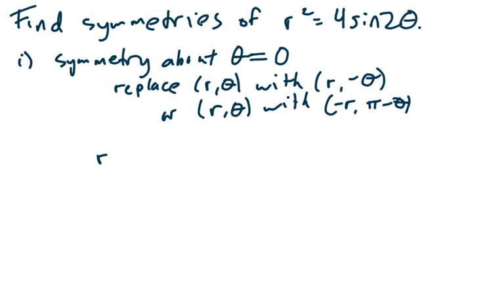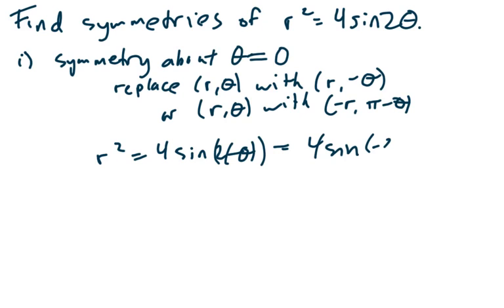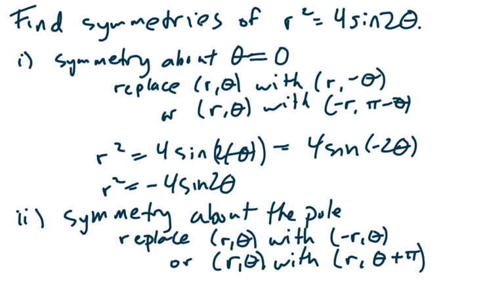Replacing r with r and theta with negative theta, 2 times negative theta just becomes negative 2 theta. And this sine odd identity still holds, so this is r squared equals negative 4 sine 2 theta. That's not great. That's not equal to what we started with. You can try this one. It won't work. For symmetry about the pole, we're going to test one of these two conditions.